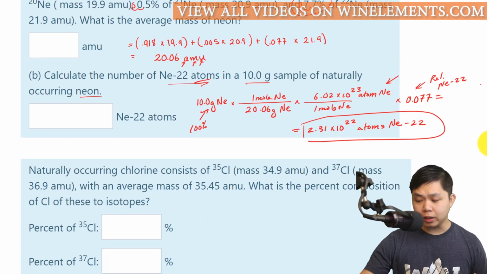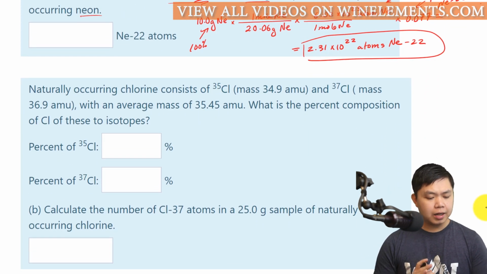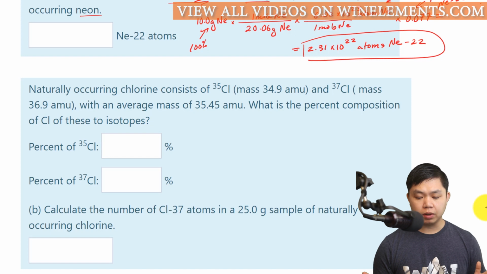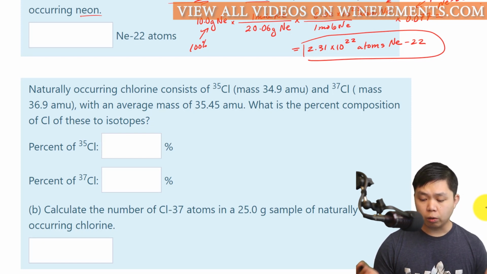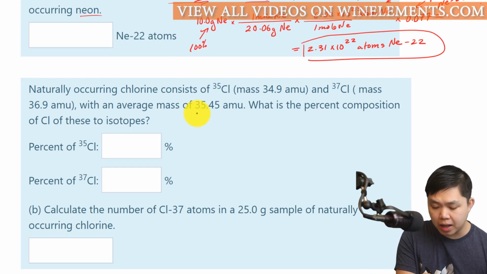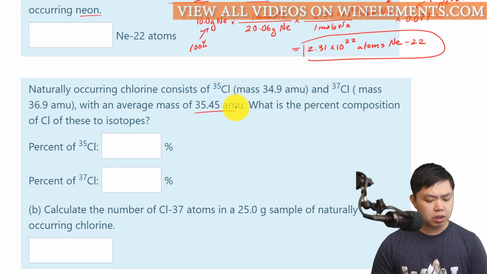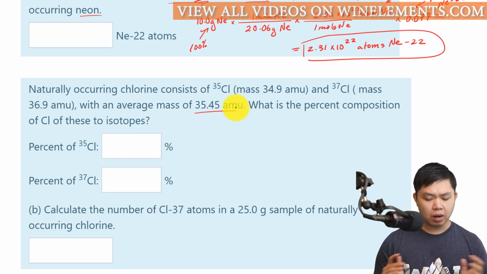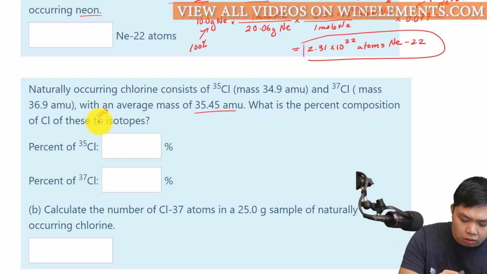Now let's try another problem where we have to solve for the relative abundance. In this case, naturally occurring chlorine consists of chlorine-35 with a mass of 34.9 AMU and chlorine-37 with 36.9 AMU, with an average atomic mass of 35.45 AMU. What is the percent composition of these 2 isotopes of chlorine? So right here, there are supposed to be 2 isotopes.